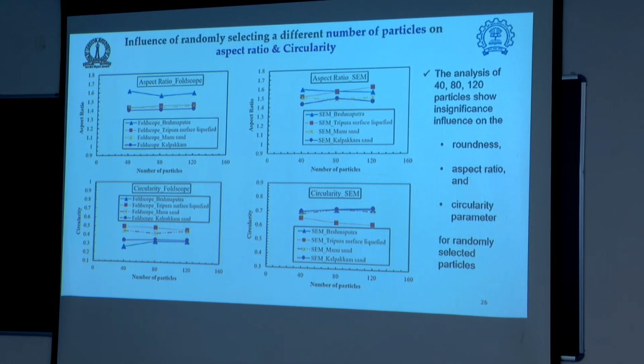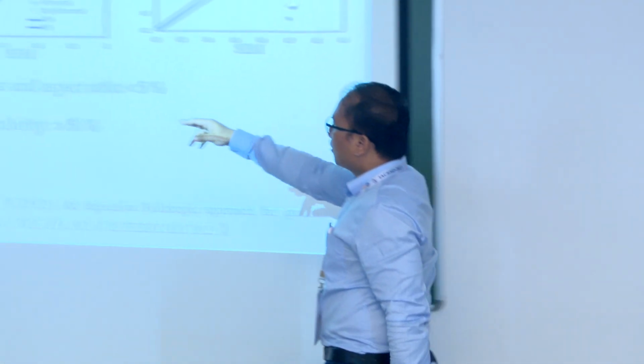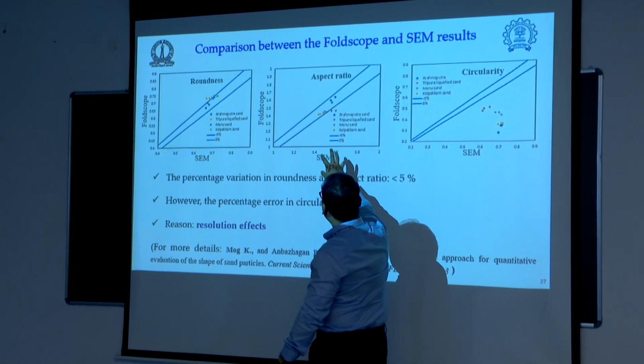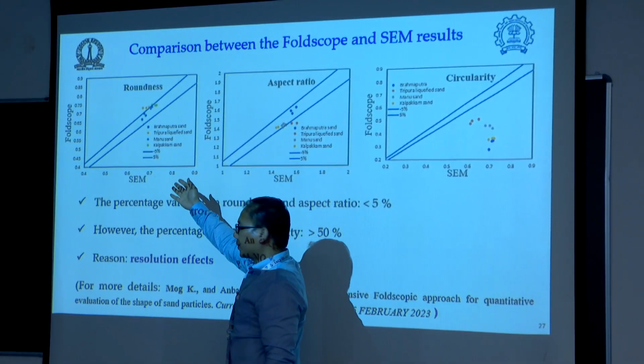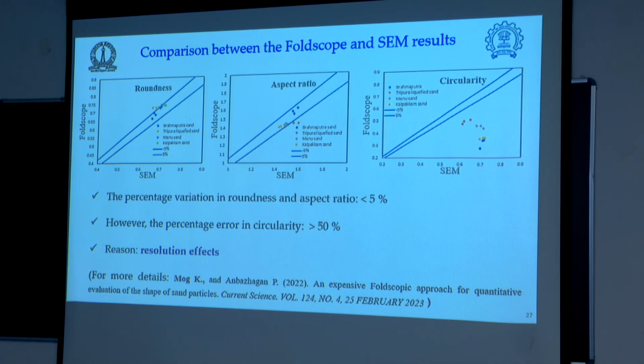So it appears that 80 particles are adequate to get a consistent result for poorly graded sands. Now the comparison between the Foldscope and SEM results are shown here. You can see the percentage variation here also. For roundness and aspect ratio, the variation is less than 5%. That means the Foldscope result is matching with the SEM results.